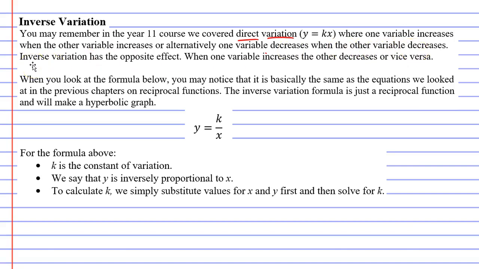Now, inverse variation has the opposite effect. When one variable increases, the other will actually decrease. The inverse variation formula is below. It's y equals k over x. Now, some of you might have noticed that this is basically the same as the reciprocal function we spoke about in earlier videos.